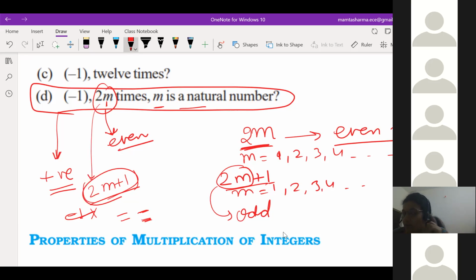For 2m, it will. Yeah, ma'am, that's what. Okay. Ma'am, but another Ritvik was telling me.